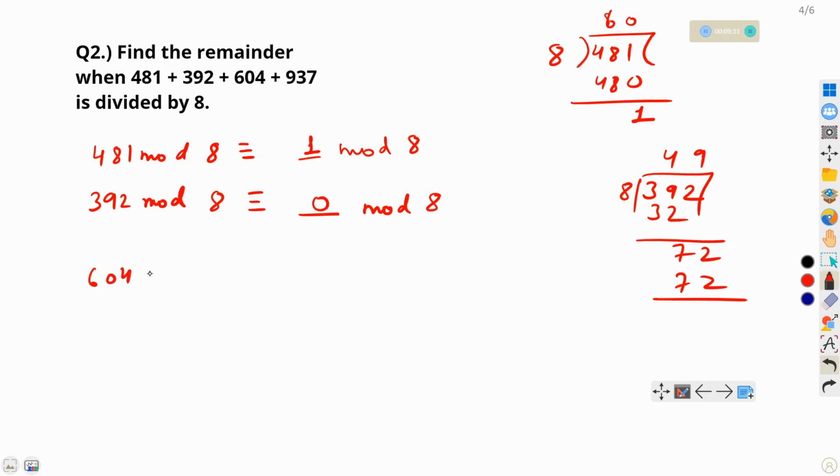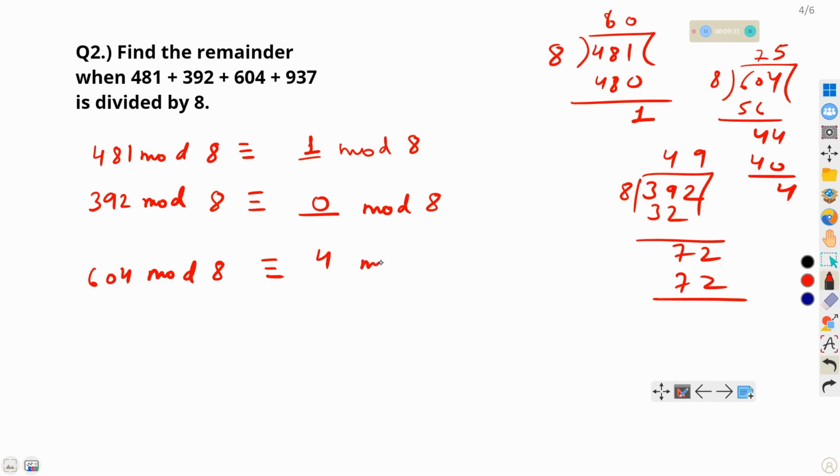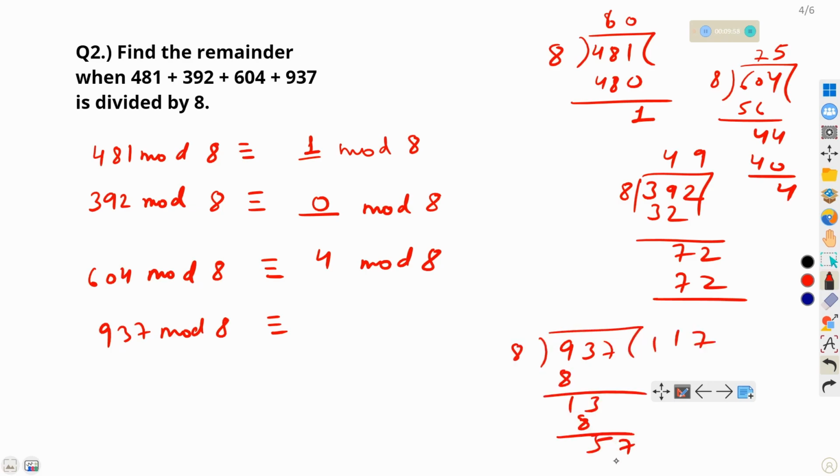Next we have 604. So what is 604 mod 8? 8 sevens are 56, then 44, 8 fives are 40, we get 4. Next we have 937 mod 8. So we get one remainder, right?